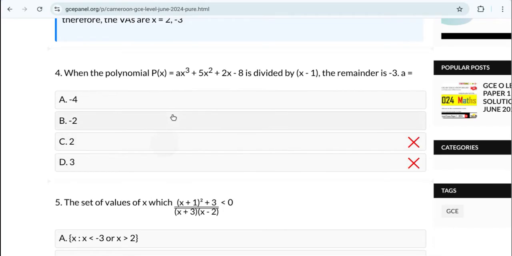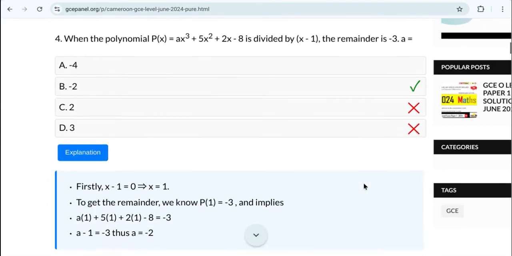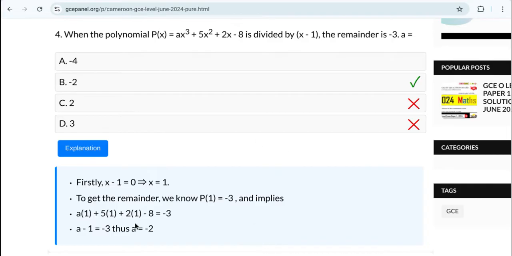All right, let's look for the key. So the answer is a equals negative 2. So x minus 1 equals 0 implies x equals 1. To get the remainder, we know that p of 1 equals negative 3. So this implies a into 1 plus 5 into 1 plus 2 into 1 minus 8 equals negative 3. And from here, a equals negative 2. A is negative 2.